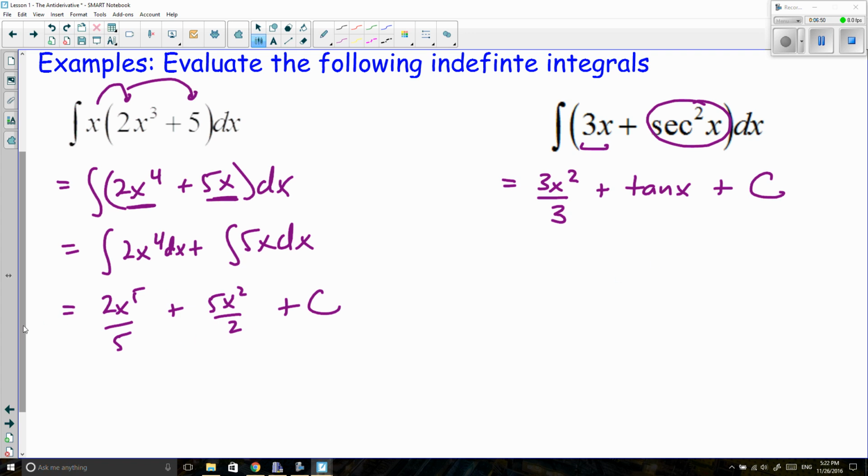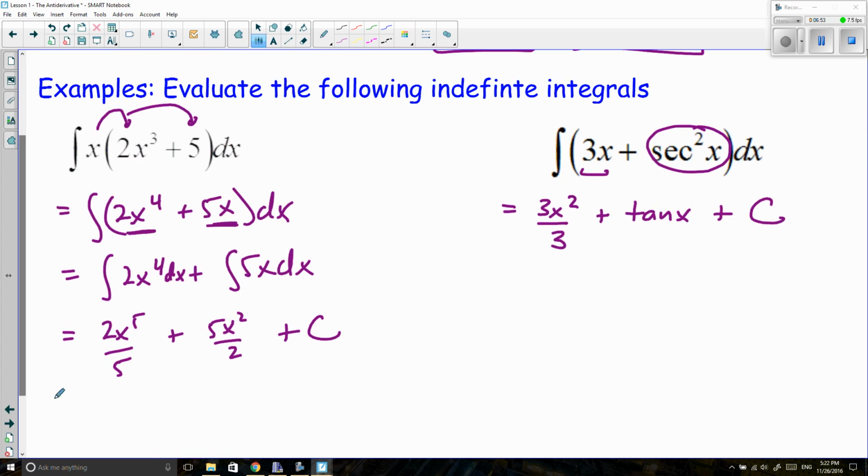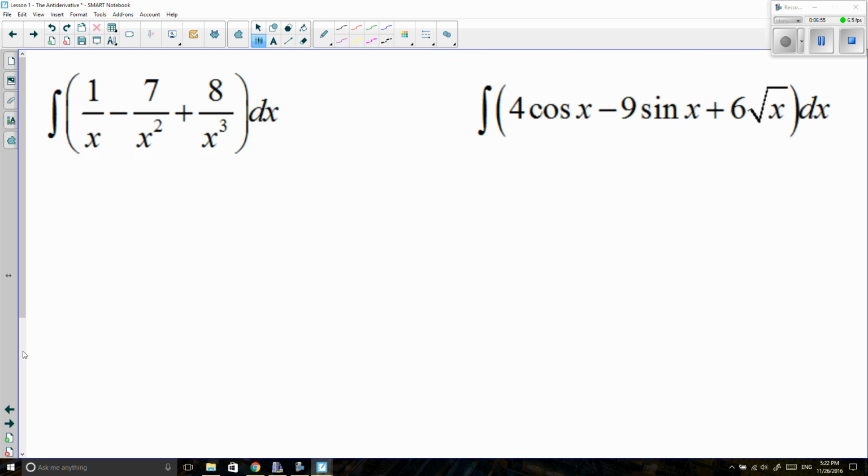Okay, so it's up to you. If you want to split it up, you can. You don't have to, though. Once again, sometimes it's easy just to do it all at once.